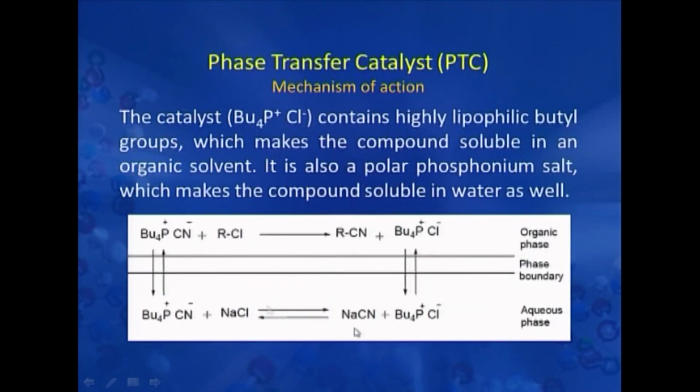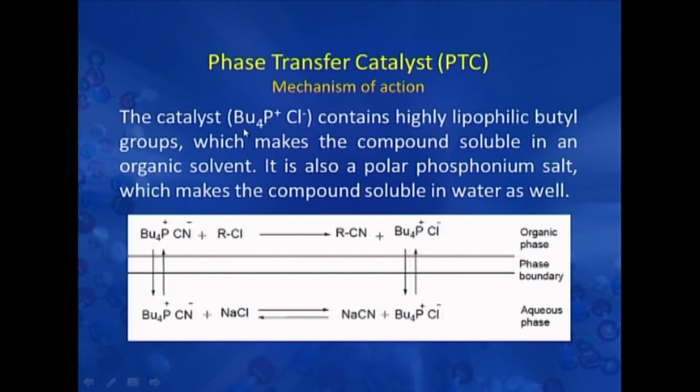Here you can see this is sodium cyanide and this is tetrabutyl phosphonium chloride, the phase transfer catalyst. This phase transfer catalyst in aqueous phase reacts with sodium cyanide and produces tetrabutyl phosphonium cyanide, which enters the organic phase or organic layer and then reacts with alkyl halide to form alkyl cyanide. In the process, tetrabutyl phosphonium chloride is formed, which is again transported to the aqueous phase, and in this way the reaction keeps on taking place.